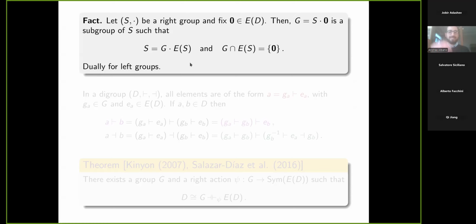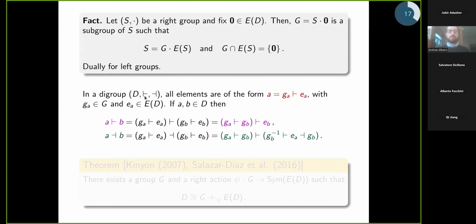Here G is a subgroup of S, E of S is the set of idempotents, and G and E of S only share the fixed idempotent, so the fixed 0. Of course, as I was saying before, there is a dual notion. There is a dual result for left groups. Now, we know that in a digroup, we basically have a right group and a left group.